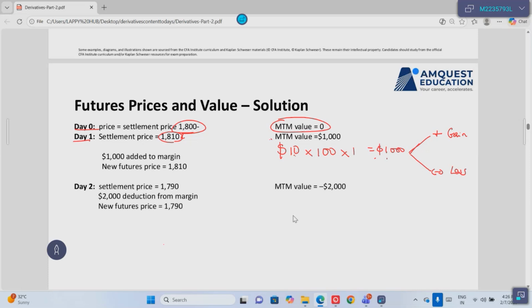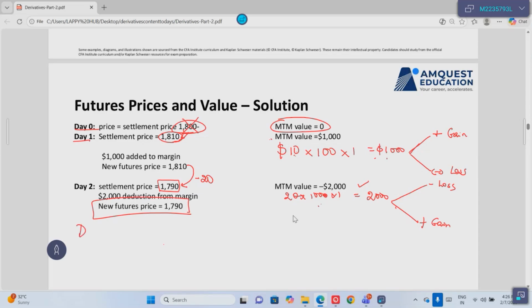Now let's see on day 2, the price has moved to 1,790. Now you no longer will look at 1,800, you will look at 1,810 because you already have settled at 1,810. Now your movement from 1,810 to 1,790 is minus 20, right? So minus 20 is nothing but 20 into 100 ounces per contract into one contract. So that gives you $2,000. Now this $2,000 is a decrease. So this time, this $2,000 will be a loss for the other person, but a gain for the person who shorted it. Yeah. So now my new futures price is 1,790.